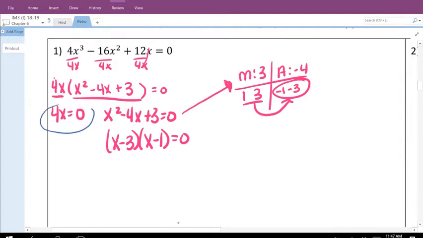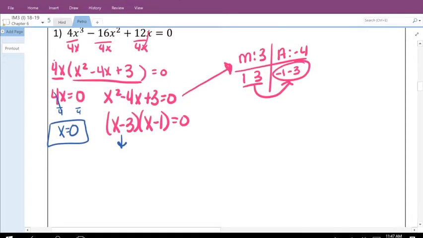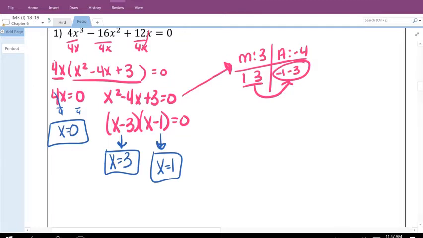This guy. Divide. When you divide by 4, what do you get? Yeah, so that's one of them. What makes this guy equal to 0? It's always the opposite. Good, a positive 3. And what makes this guy equal to 0? Positive 1. We're done. Now look, the degree was 3, and I got 1, 2, 3.